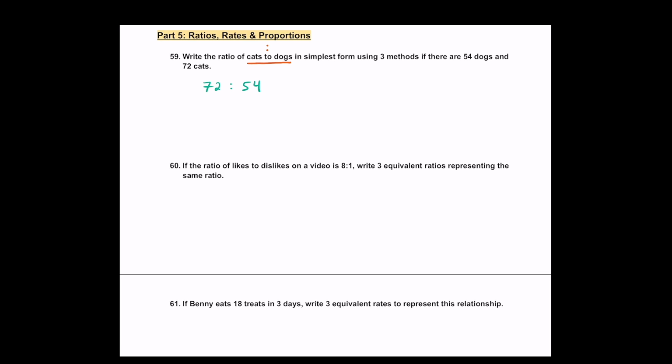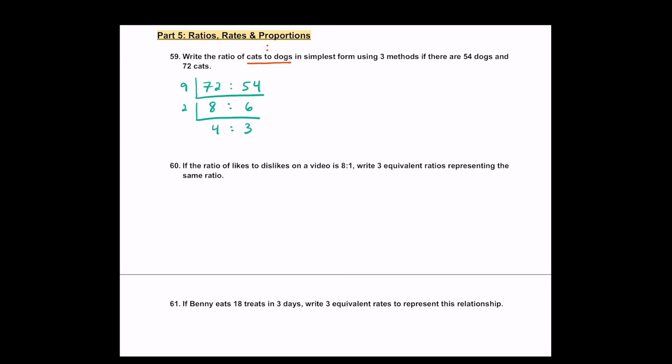Simplest form using 3 methods. Let's use the latter method here. I can divide both of these by 9. 9 times 8 is 72. 9 times 6 is 54. Divide these both by 2. That's going to be 4 to 3.